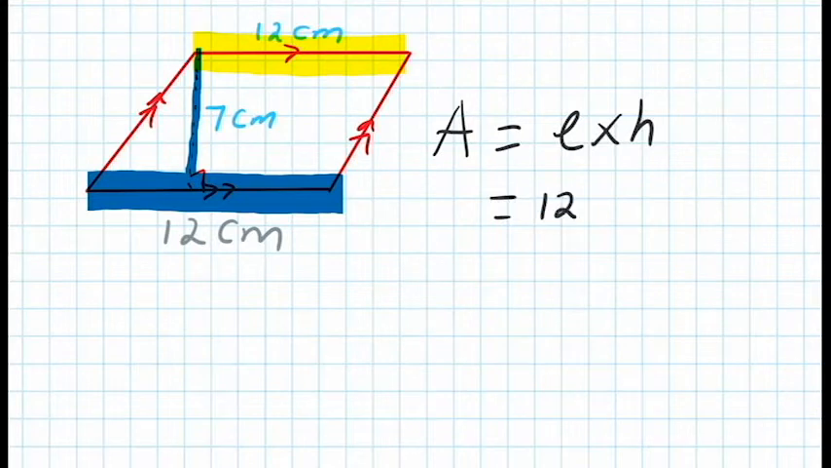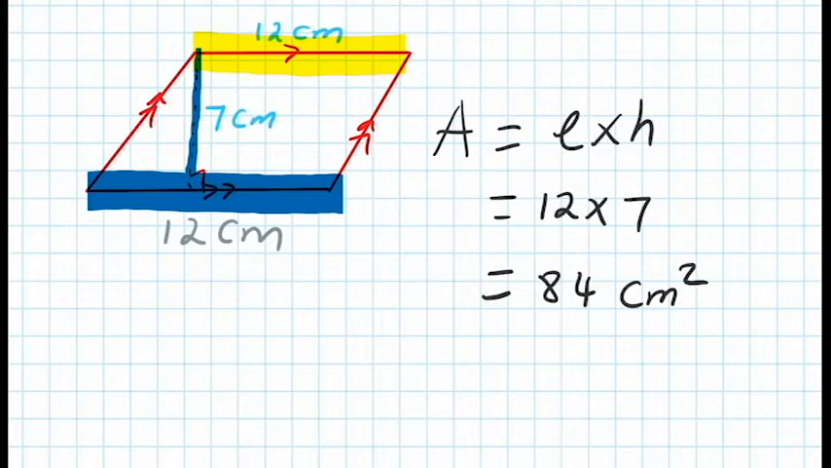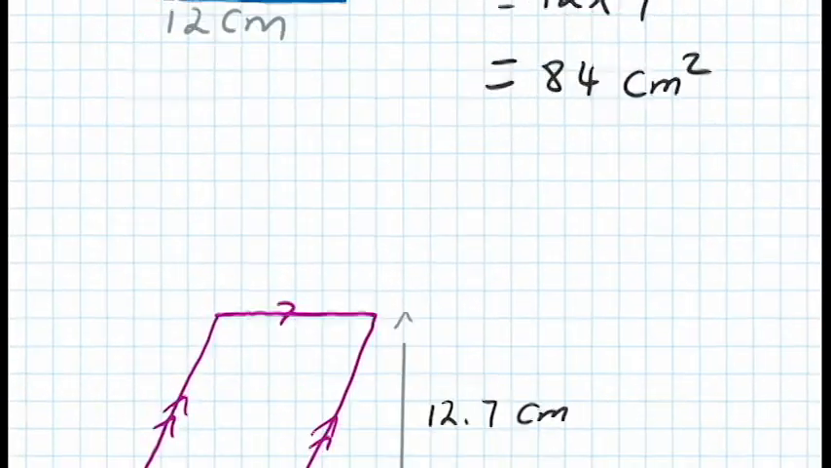So the area of this equals L times height, which is two perpendicular lines, if you like. So which is 12 times 7, so just 84. So your answer is 84 centimeters squared. There you go. So the area of a parallelogram is two perpendicular lines multiplied together, or base times height, if you like.